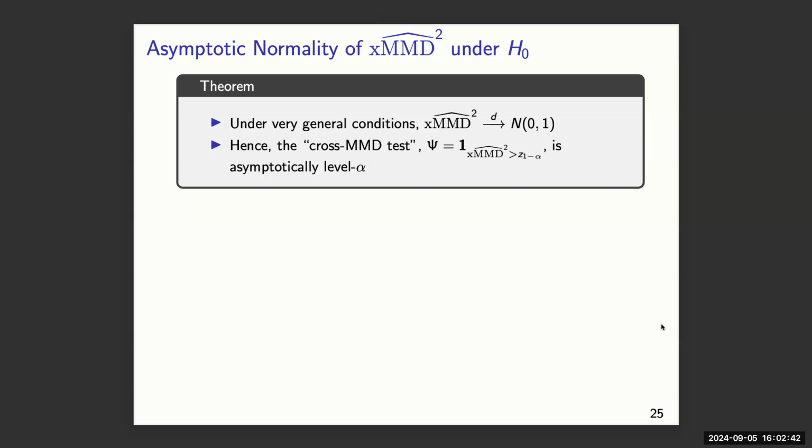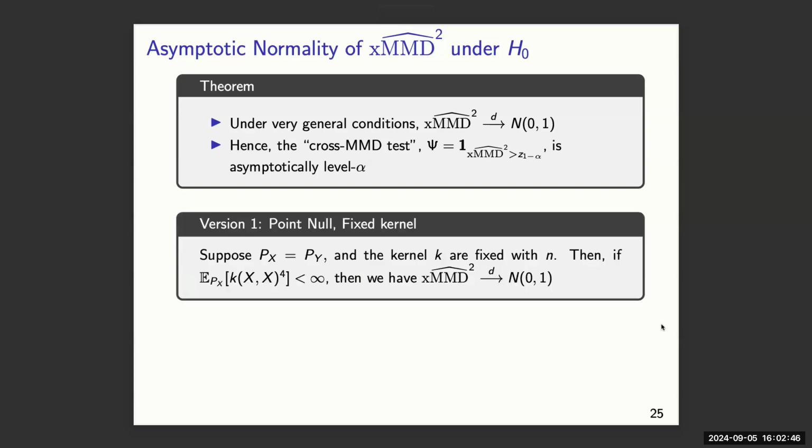I'll mention three variants of this result. The simplest one is you fix a distribution, Px and Py, you fix a kernel, and you take the sample size to infinity, assuming that certain moment conditions are satisfied. All these moment conditions will be satisfied for the Gaussian kernel because it is bounded, so all the moments are finite for any distribution. But this statement also allows for unbounded kernels, as long as these moment conditions are satisfied, we get a convergence in distribution to normal 0, 1.